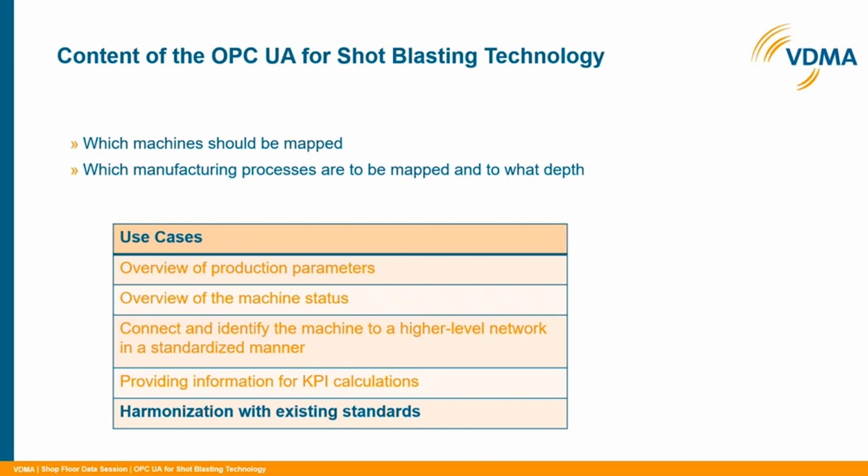Another use case we want to fulfill is providing information for KPI calculations. And the last use case I brought here in this presentation is the harmonization with existing standards. As you see on my slide, the harmonization with existing standards is highlighted, because this is a very important topic in general in OPC UA and OPC UA companion specifications: to use previous work. And I will show you in this presentation as well how we did this, how we used other companion specifications.